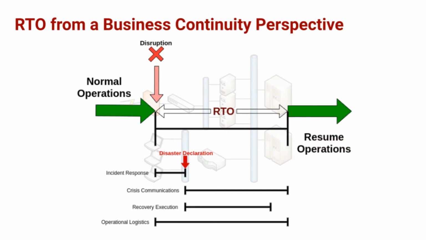If you remember back to our very first video where we talked about the difference between disaster recovery and business continuity, the main point was that business continuity has a broader perspective than just disaster recovery. From the business continuity perspective, as soon as your disruptive event or disaster occurs, the clock starts ticking, and your RTO, or recovery time objective, is the time between an actual event and your resumption of operations.